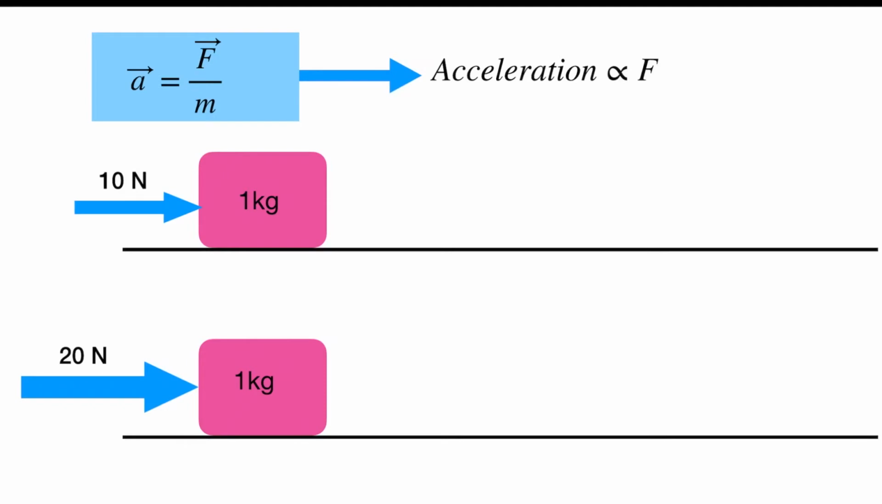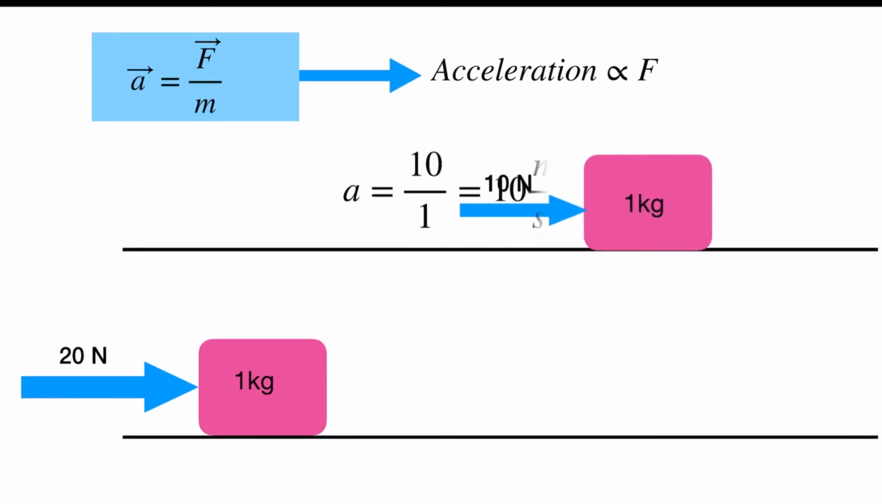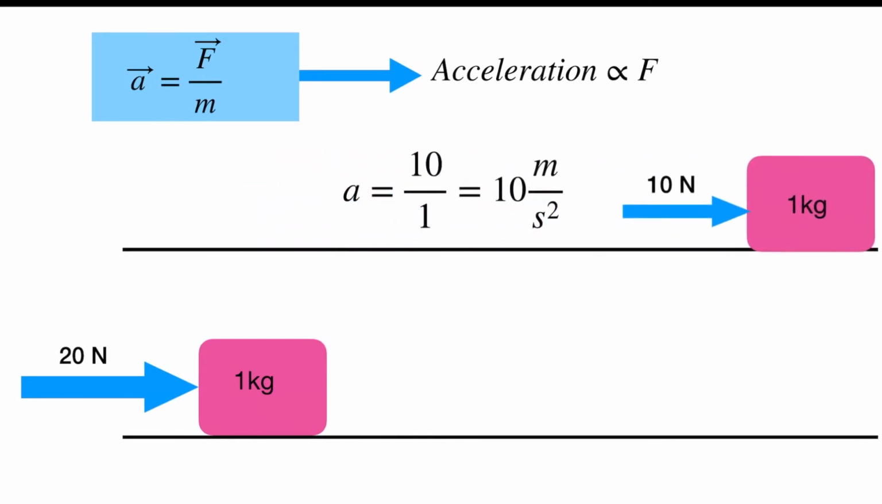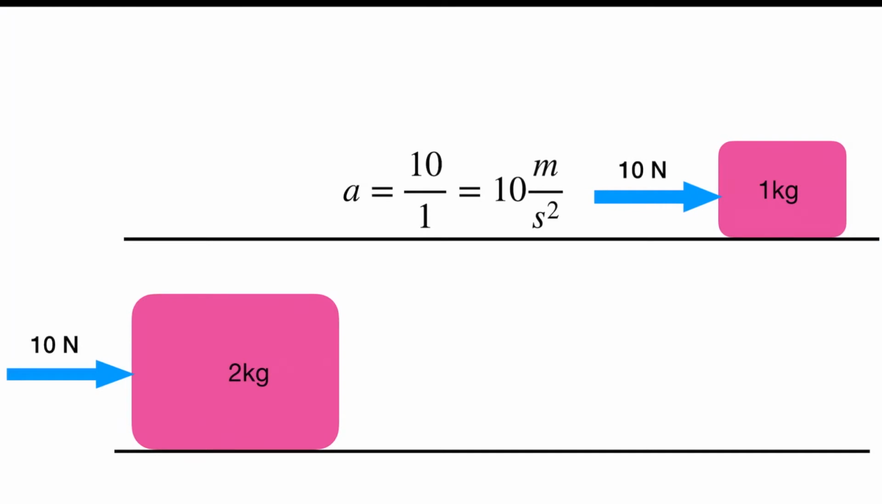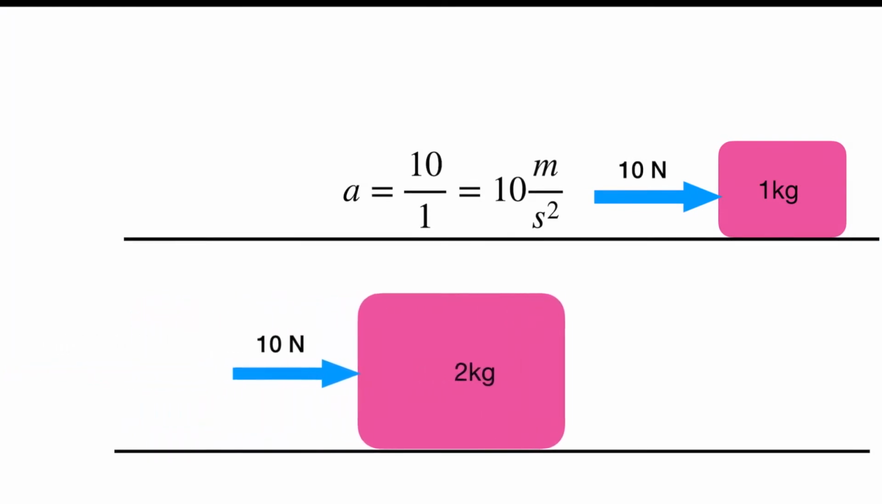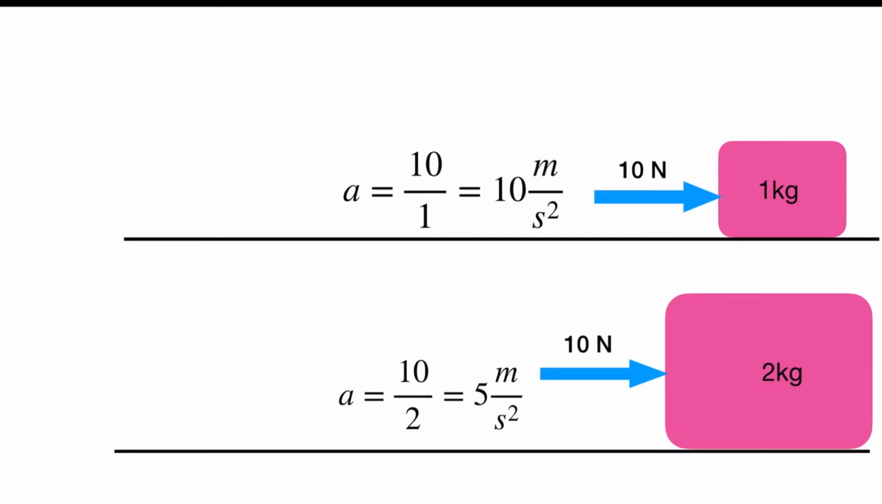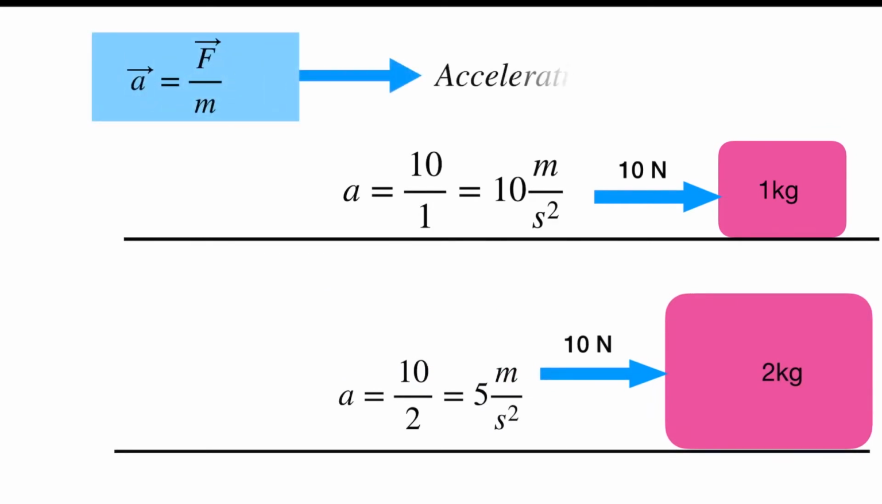A block of 1 kilogram pushed by a force of 10 Newton will have an acceleration of 10 meter per second square. While if the same block is pushed by 20 Newton, then its acceleration will be 20 meter per second square, double of what we have in the first case. In another scenario, when the mass of the block is doubled, keeping the force the same, its acceleration is reduced to half. This shows that the acceleration is inversely proportional to the mass of the object.